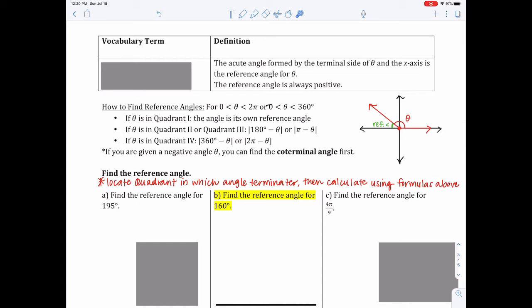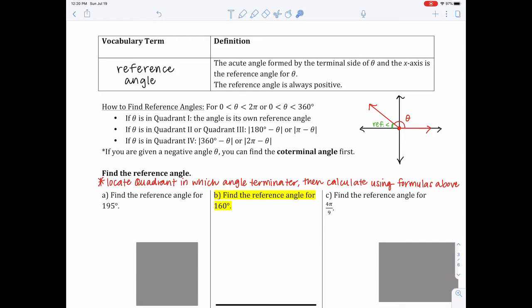Next, we have another vocabulary term. So we have reference angles. And what are reference angles? They are acute angles formed by the terminal side of our angle theta and the x-axis. The reference angle is always positive. So that's really important to note. So we have positive values only.